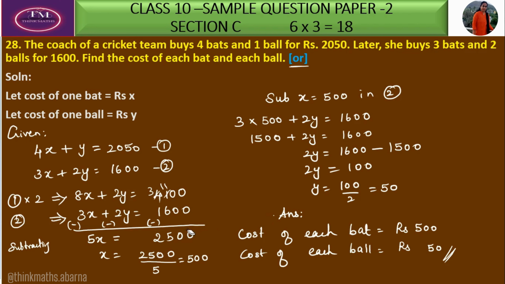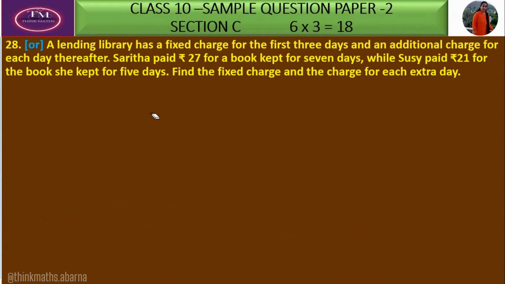Okay, children, I hope you can understand this problem. So moving on to the choice part of this question. A lending library has a fixed charge for the first 3 days and an additional charge for each day thereafter. Sarita paid rupees 27 for a book kept for 7 days, while Susie paid rupees 21 for the book she kept for 5 days. We have to find out the fixed charge and the charge for each extra day.